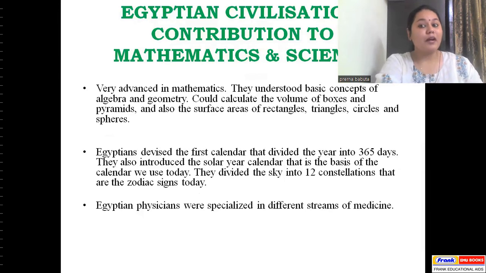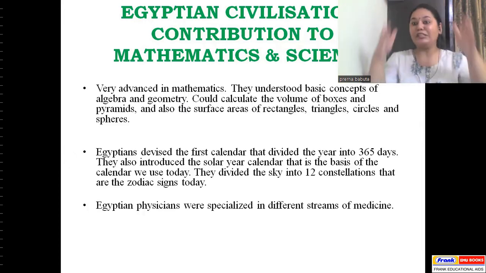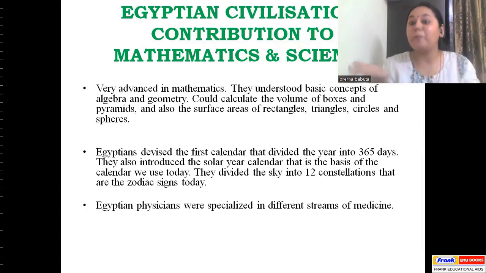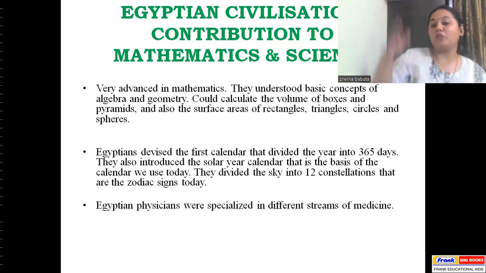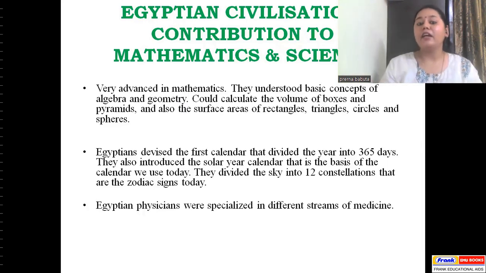Now, we talk about how the Egyptian civilization contributed to mathematics and science. The people of the Egyptian civilization were super intelligent and understood basic concepts of algebra and geometry. They were the ones who started the concept of calculating area. Why? Because they had to build pyramid-like structures. So how do you calculate the area? What would be the base like? What would be the height? What would be the width? And of course, surface areas, like I already told you.